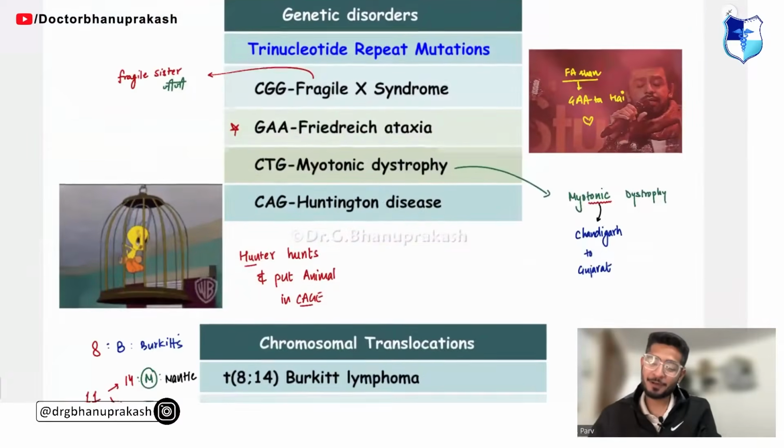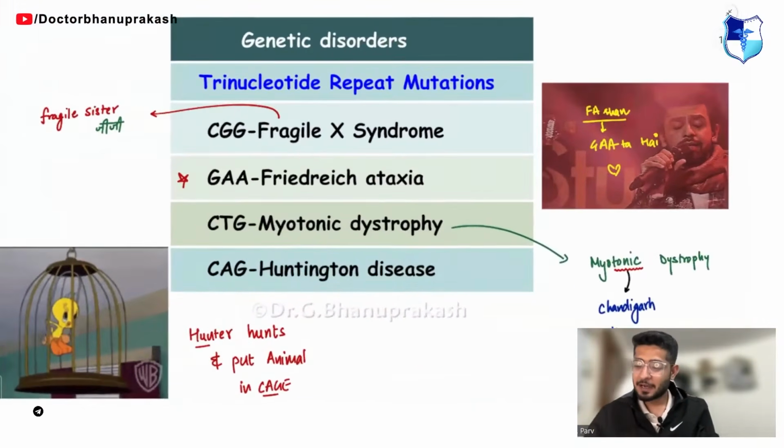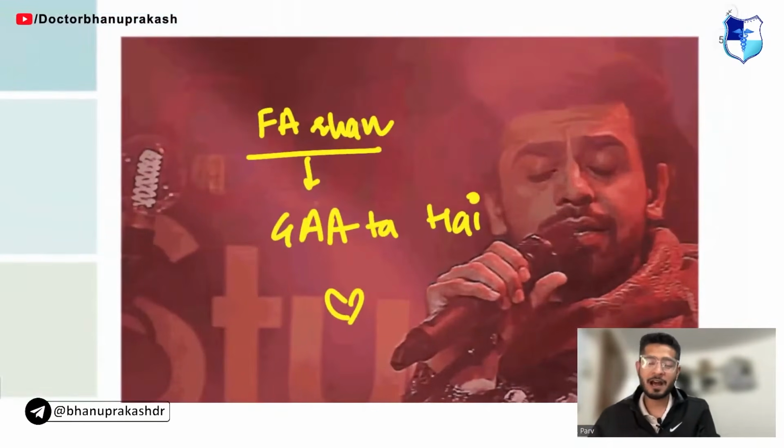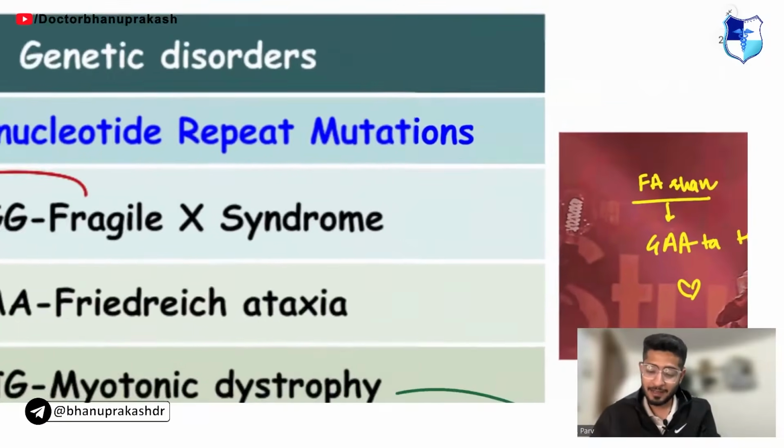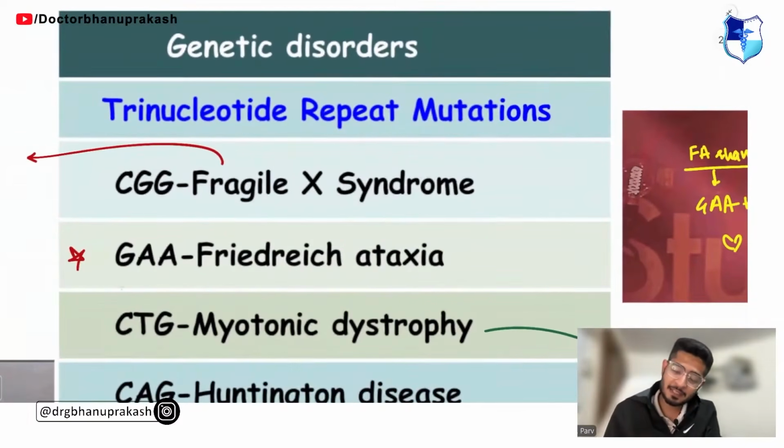Okay, coming on to the next genetic disorders. Who is this singer? He is Farhan, and Farhan is a very beautiful singer. So just remember that Farhan is actually a very beautiful singer. Farhan sings. This is GAA, Friedreich's ataxia. So F for Farhan. Farhan sings, GAA.